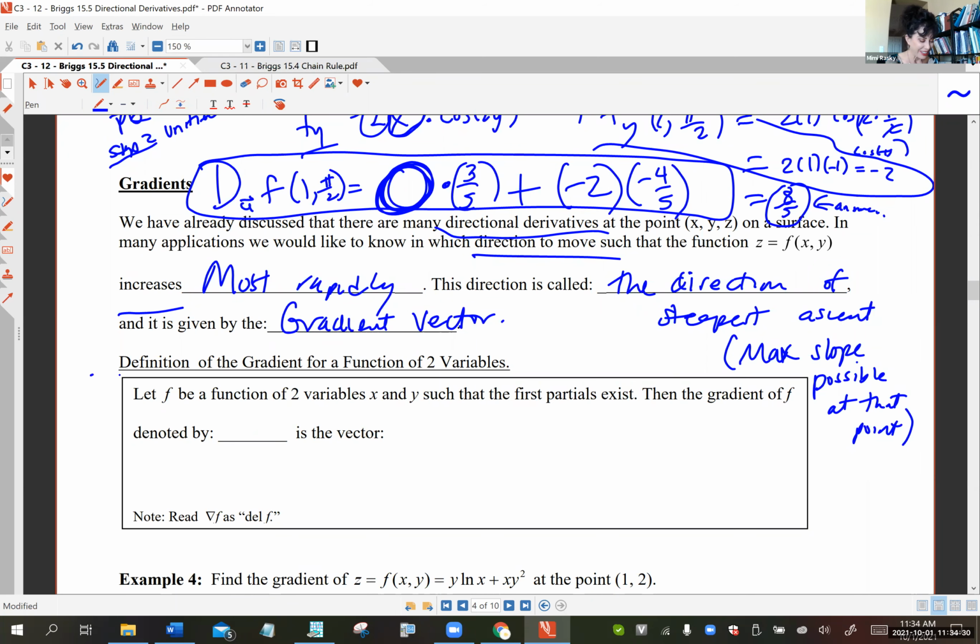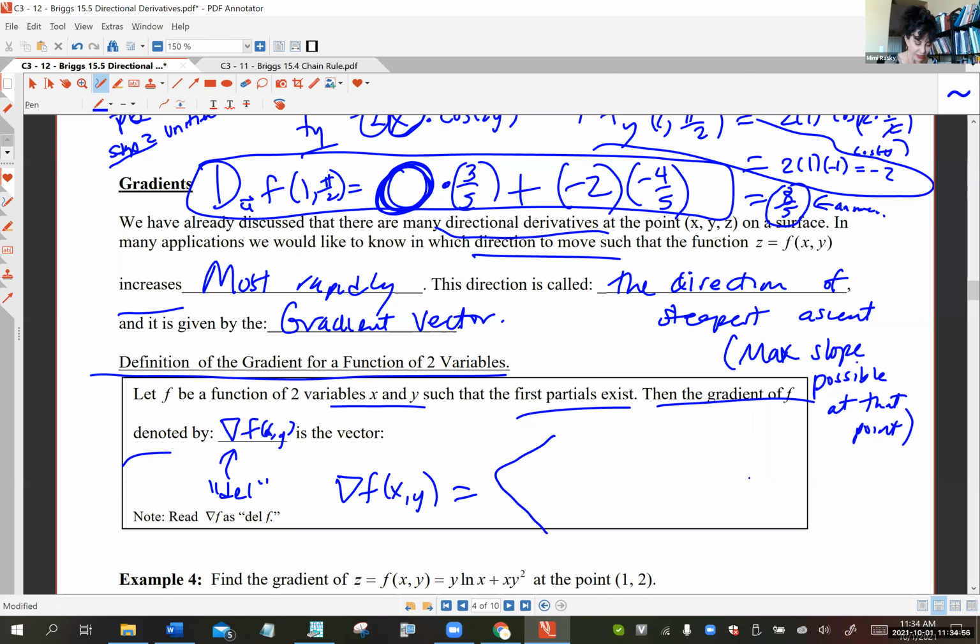What's the gradient vector? We're going to go over it now. Congratulations, here it is. The definition of gradient. Let f be a function of two variables x and y, such that the first partials exist. The gradient of f is denoted del f of x, y. That is an upside down triangle, and when you read it, say del. Del f of x, y, that's the gradient of f, is a vector. And here's the cool beans part of it. The components are simply the partial derivatives of that function. That's the gradient. That's it.